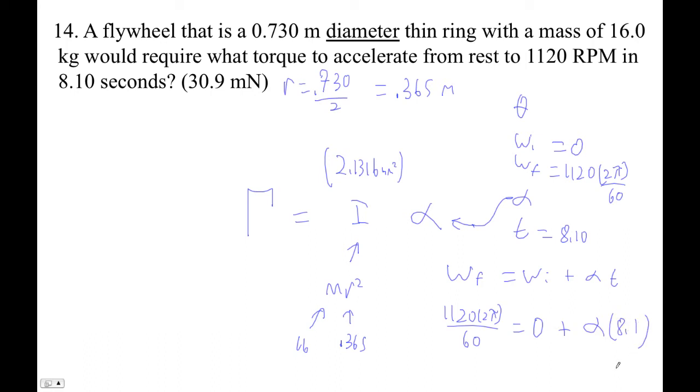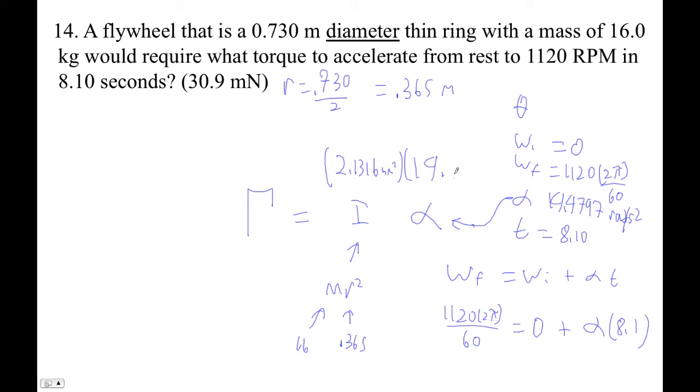Okay, are we ready for this greatness? 1120 times 2 pi divided by 60. I need like a button that just does that. Okay, and then divide that by 8.1. And I get 14.4797, etc., radians per second squared.